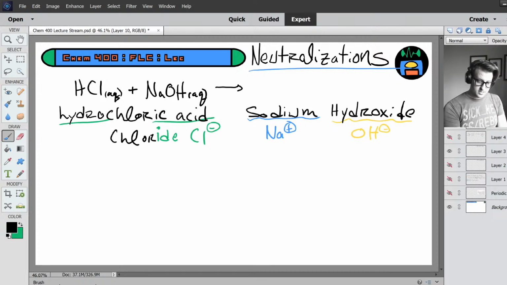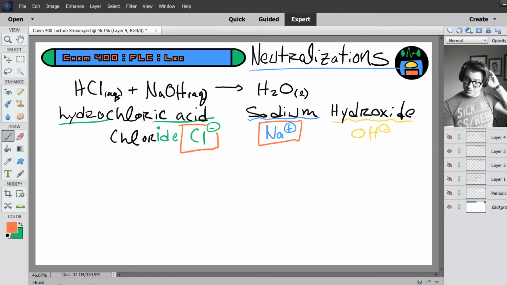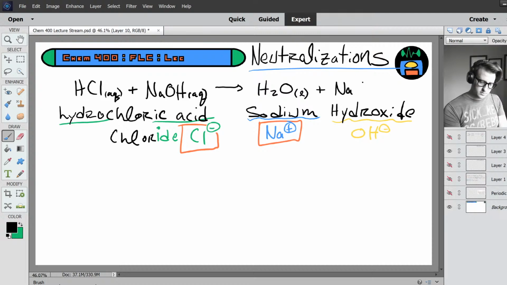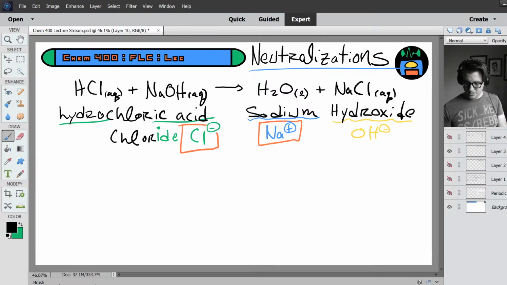These two react to produce liquid water and a salt based on the anion left over by the acid and the metal in your metal hydroxide base. So our salt product will be NaCl, and that is in the aqueous phase. All right, so this is our chemical equation. We need to balance it now.